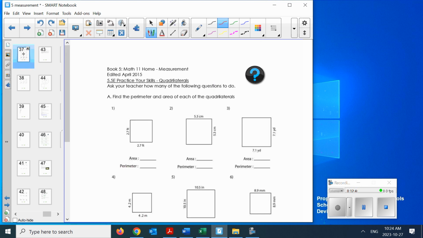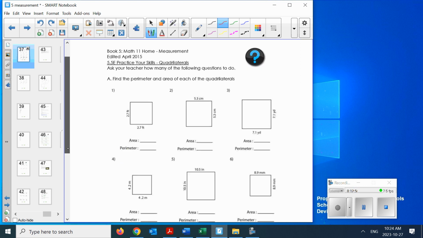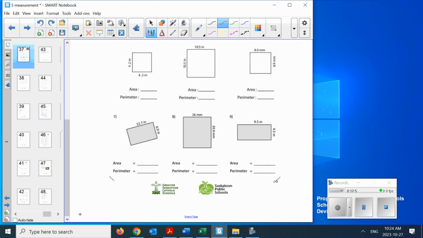37. I got some questions for you. Do these questions, the area and the perimeter. The area is the multiplying, the perimeter is the add up. Okay? Just because something's on an angle like this doesn't mean it's any different.